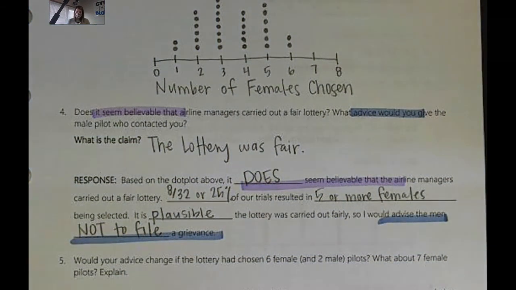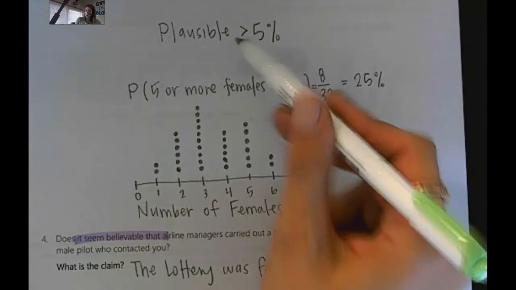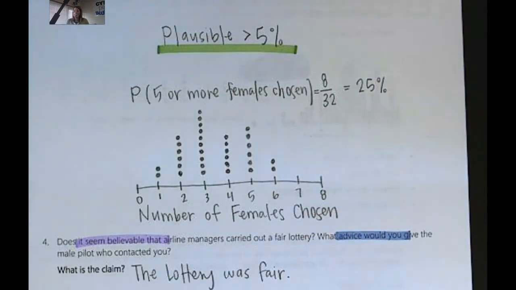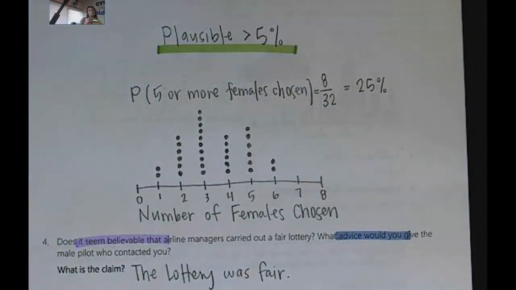Okay. The one other thing that I want to highlight before we move on is this benchmark. For the whole year, not just in this lesson, for the whole entire year, if it's ever asking you to evaluate a claim or talk about convincing evidence, your benchmark is always 5%.